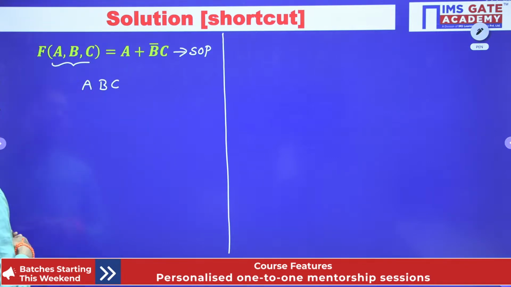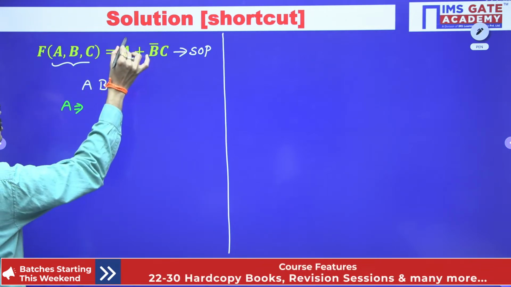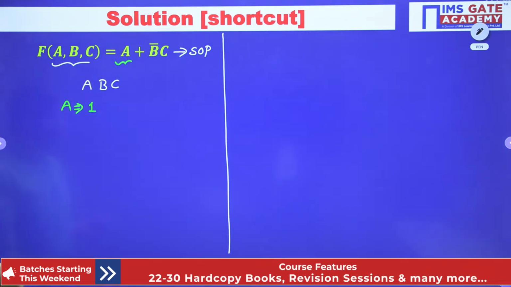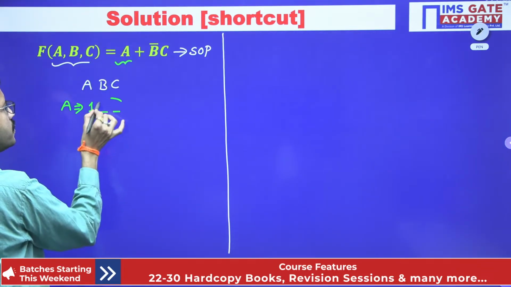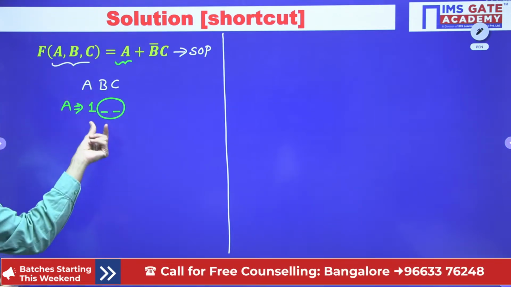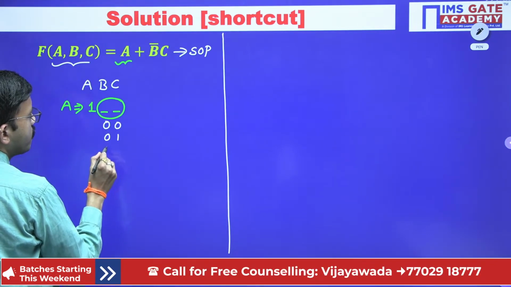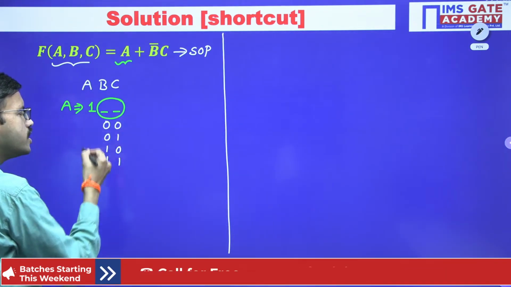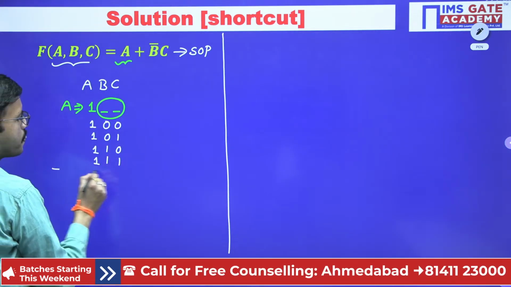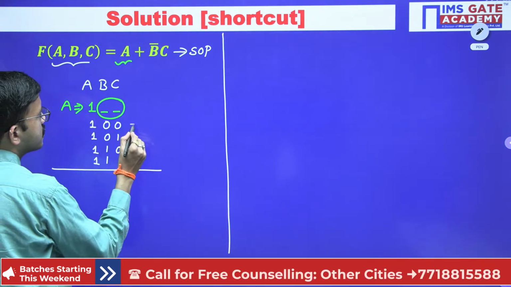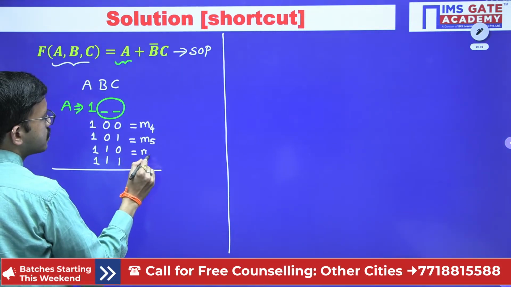So here consider term by term. Here the first term is A. That means here A value is how much? 1. A means A value is 1. Regarding BC, it is missing. So if 2 bits are unknown, how many combinations will you get here? 4 combinations, right? 00, 01, 10, 11. For all these 4 combinations, A value remains 1 only. Okay, just write the corresponding min term numbers: m4, m5, m6, m7.